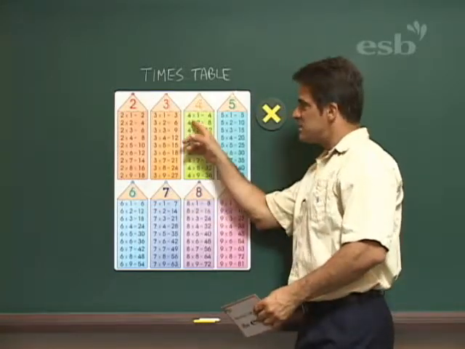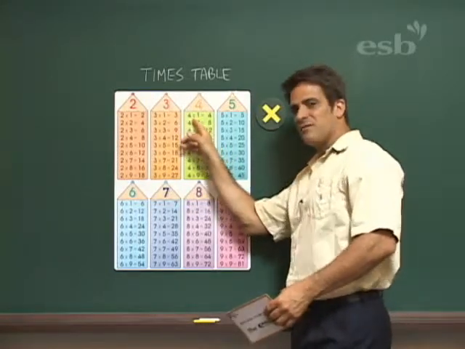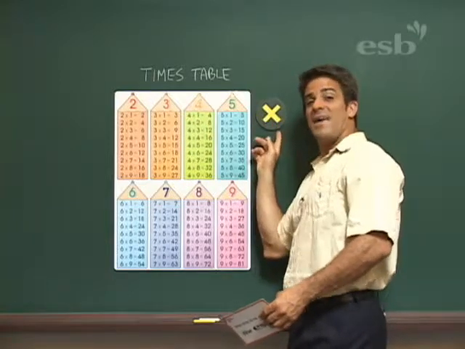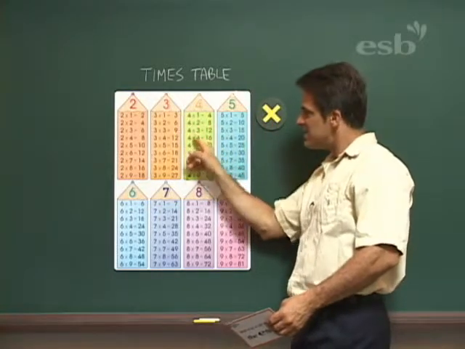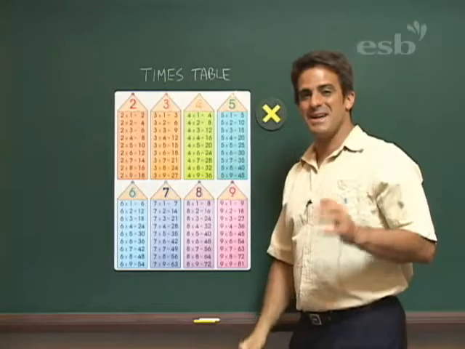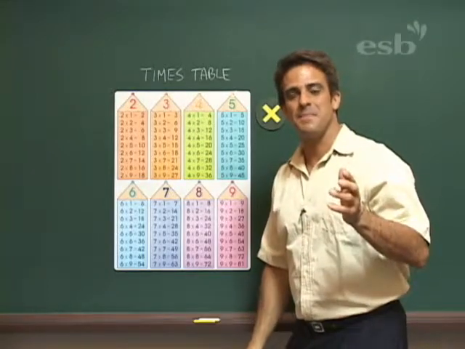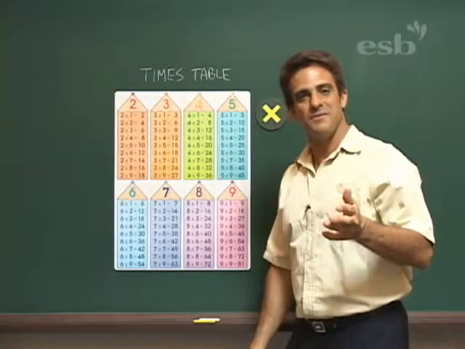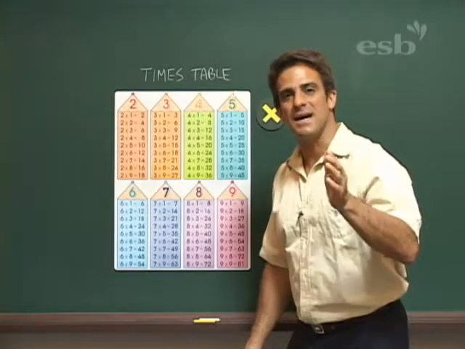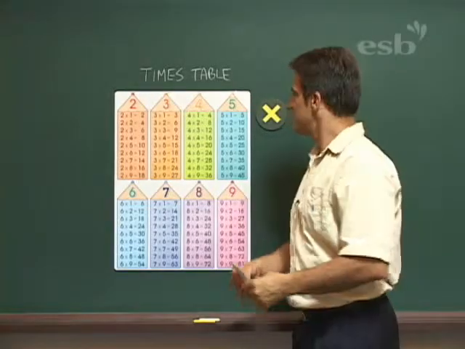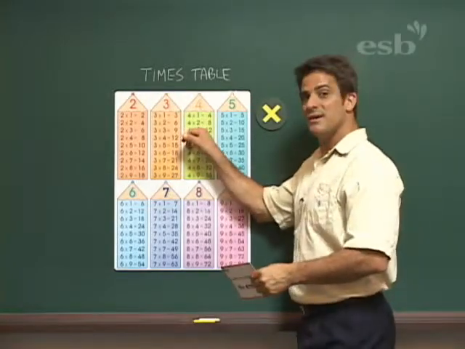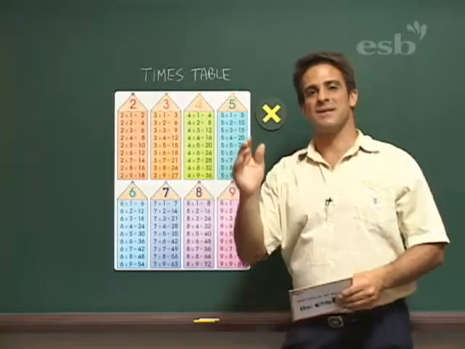And if you look closely, you see our little friend here, the x. That x is the sign for multiplication. It means times. 4x2? No. 4 times 2.